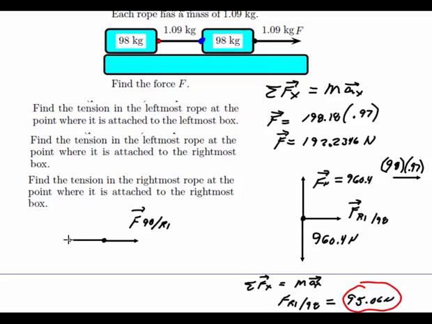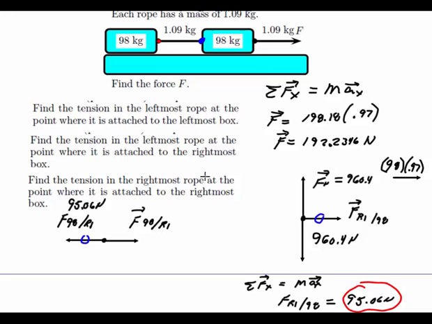Now off to this one, this is going to be a force pair in relationship to what I have here. The force here is the force of rope 1 on the 98. So this force pair would be the force of the 98 onto rope 1. Now we know what that value is. We know that's 95.06. So right here I'll put 95.06 newtons. Again, that is a force pair.